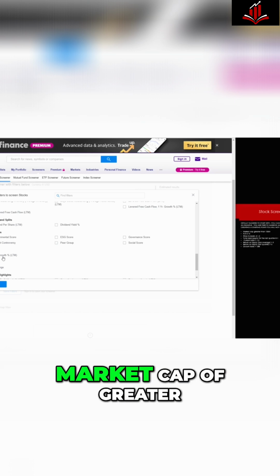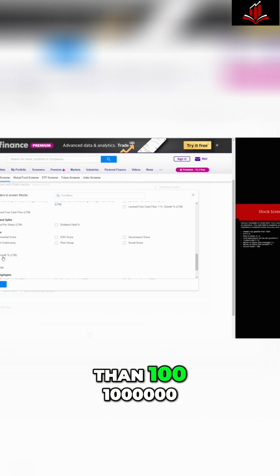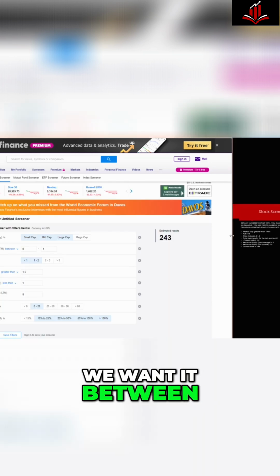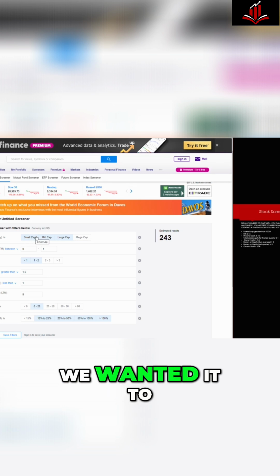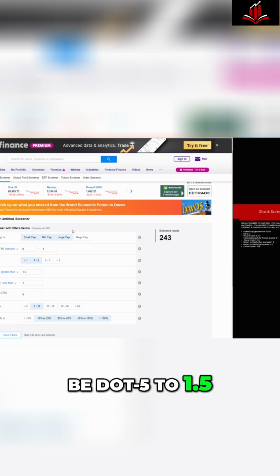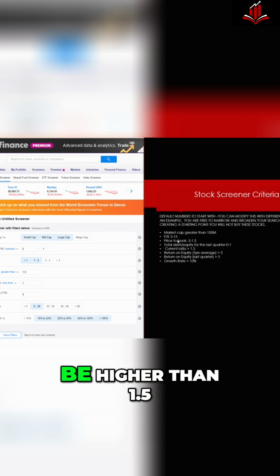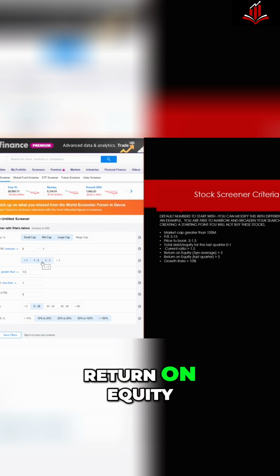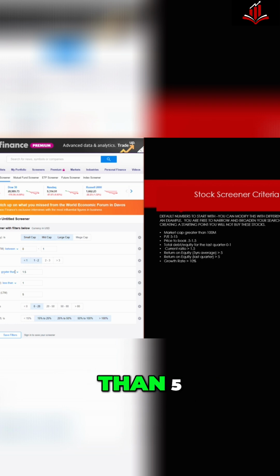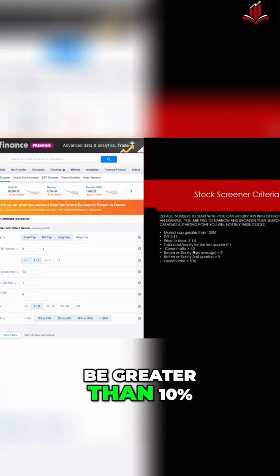Once you click on close, then again market cap, here we have a market cap of greater than 100 million, right? So we want it between 0 and 1. Price to book, we wanted it to be 0.5 to 1.5. Current ratio, wanted to be higher than 1.5, greater than 1.5. Return on equity, which is right here, I want it greater than 5. And then earning per share growth, we want it to be greater than 10%.